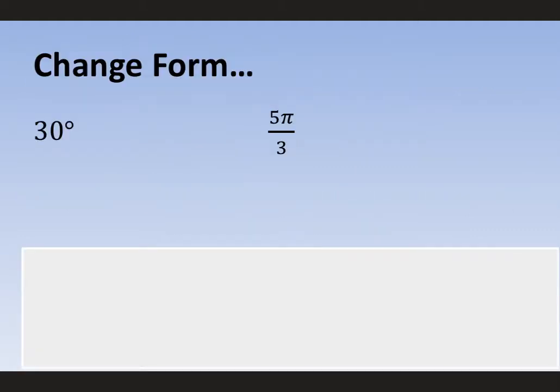All right, so if we want to convert these from degrees to radians or radians to degrees, all we need to do is multiply by the proper proportion. So if we're going from degrees to radians, that means we want to get rid of the degrees.